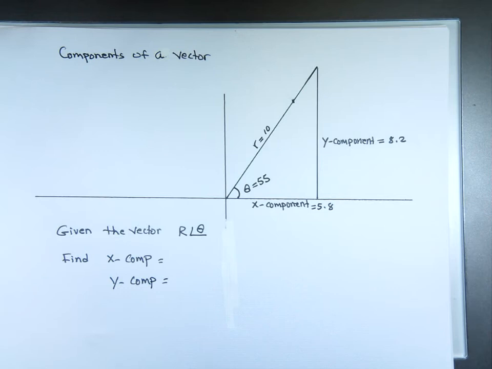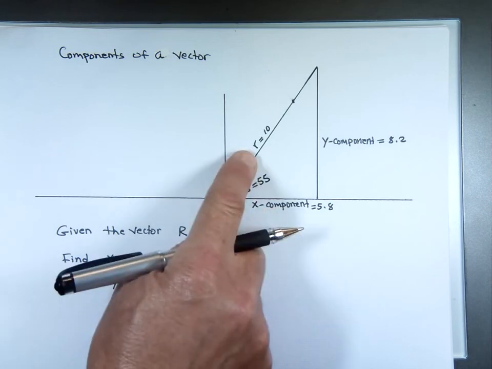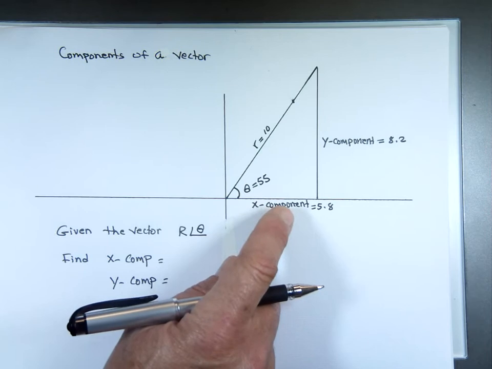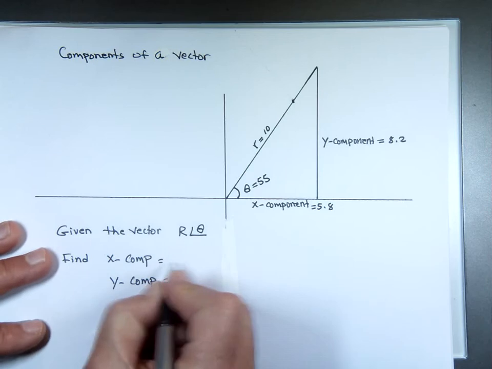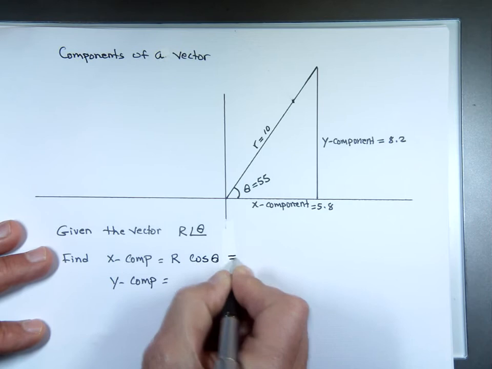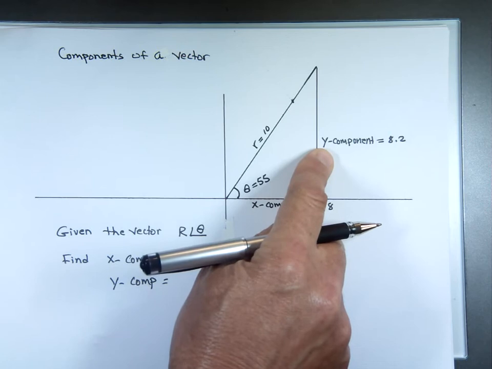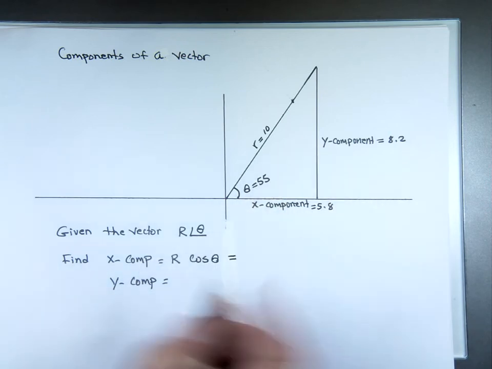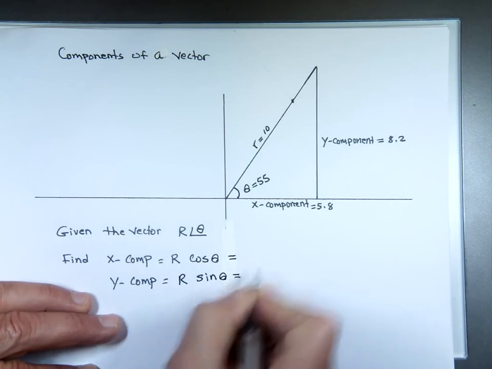When I'm looking for the x component, notice this, the angle, this side is what? The adjacent, and this is the hypotenuse. Which trig identity has the adjacent and the hypotenuse in it? Cosine. So to get the x component, it's actually r cosine theta. That's how we find the x component. The y component, that's the opposite side. Which trig identity has the opposite side? Sine. r sine theta.